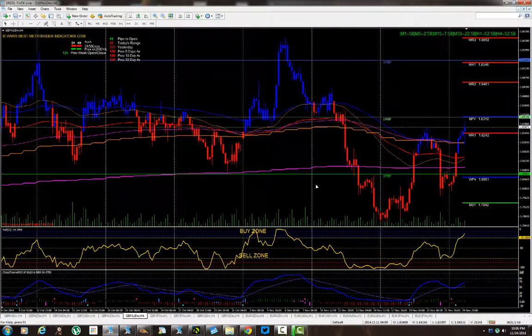All right, so pound Aussie, we finished up 125 pips, and we are currently above the 200s, but the 34 and the 55 haven't crossed yet, so we're pretty mixed here.